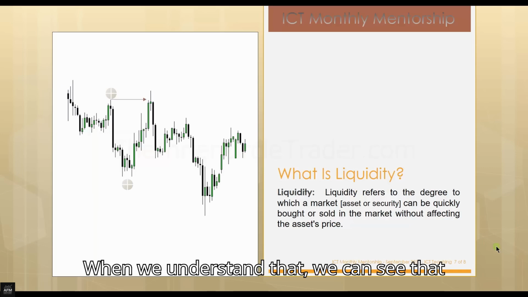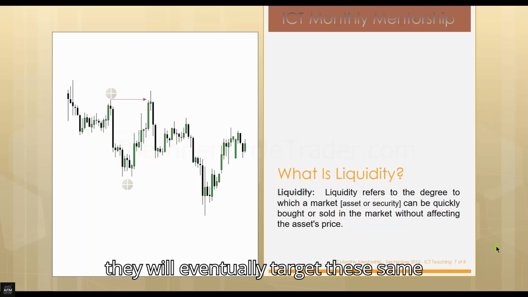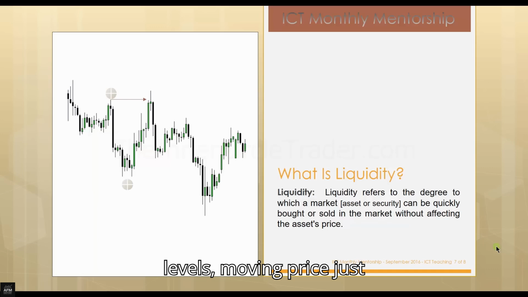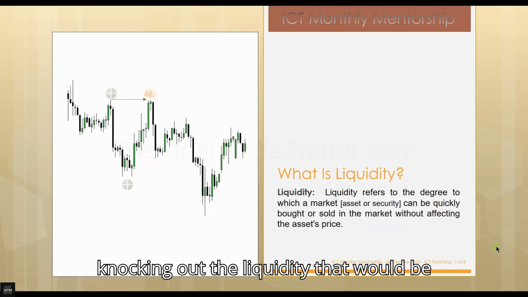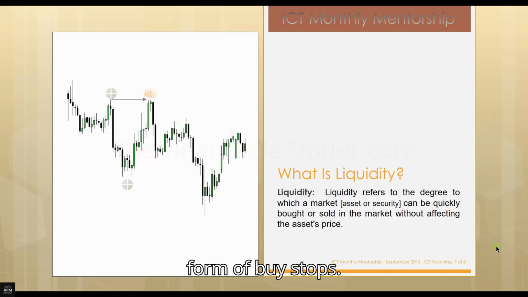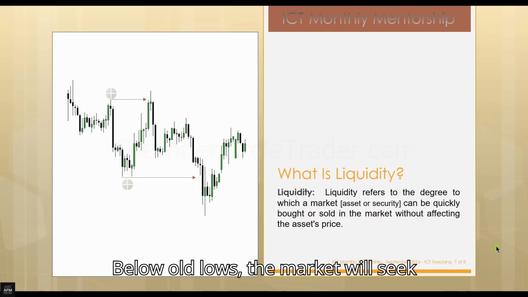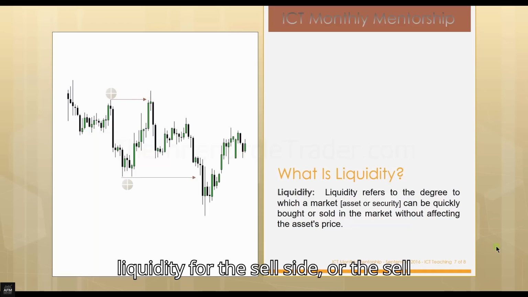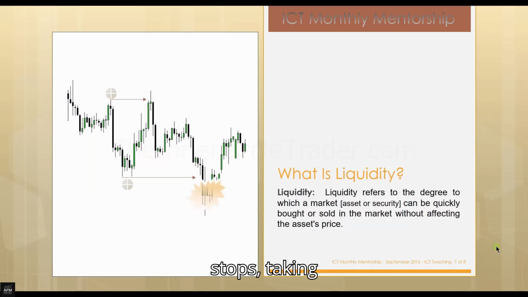When we understand that, we can see that they will eventually target these same levels, moving price just above a previous high, knocking out the liquidity that would be resting just above those highs in the form of buy stops. Below old lows, the market will seek liquidity for the sell side, the sell stops, taking those orders out.